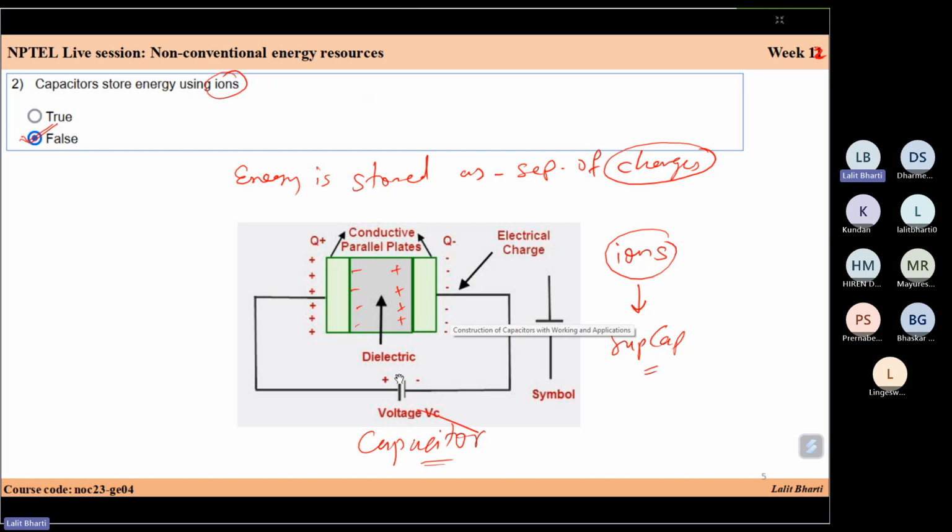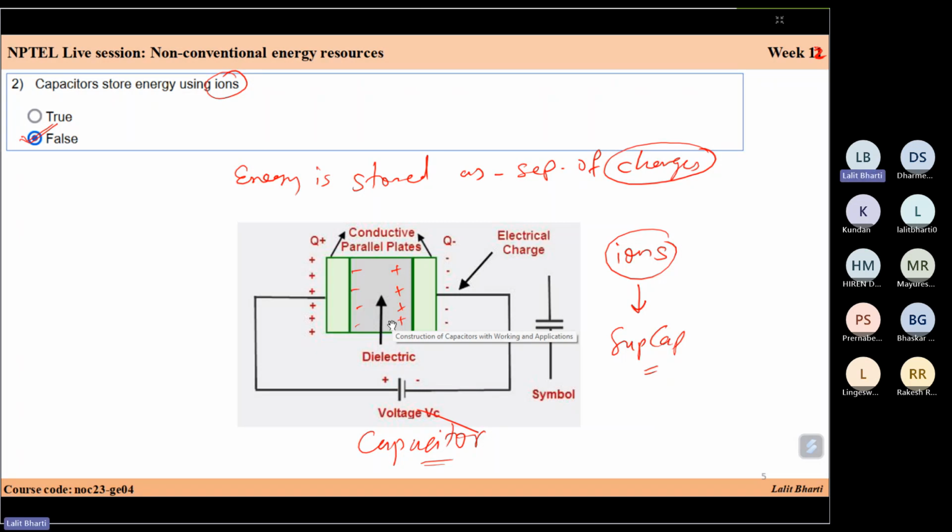Dielectric has the property of polarization, because we cannot use any normal conductor inside these parallel plates. Whenever an electric field is applied, it will not conduct electricity. What it will do is just polarize the atoms or molecules inside the dielectric media, but it will not conduct the electricity.